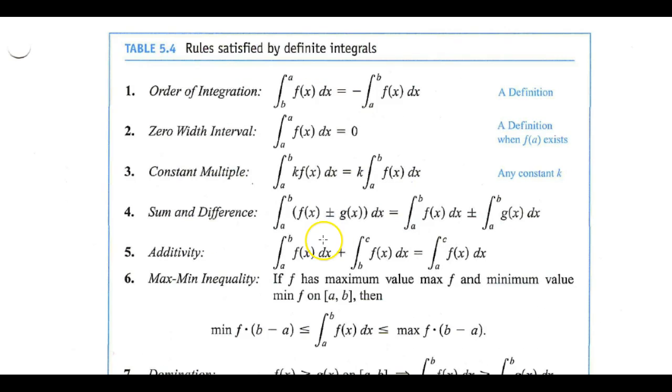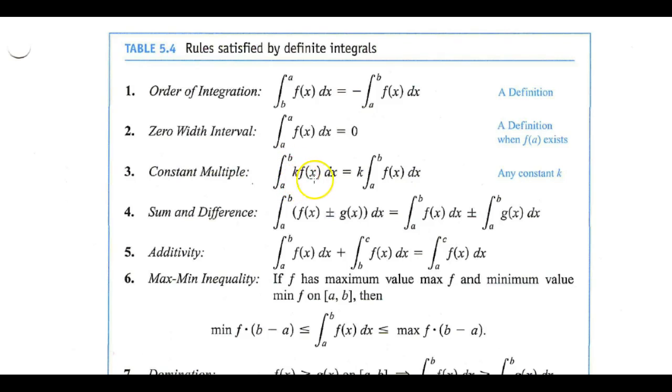One last thing I want to talk about are the rules that are satisfied by definite integrals. The order of integration is important. So if I had a to b, and instead I switched it from b to a, then it would be the opposite. The order of integration, what the lower limit is and what the upper limit is, is important. Okay, if I don't have an interval, it's a 0 width, and the area under that curve will be 0. There's no area under a single point, x equals a.